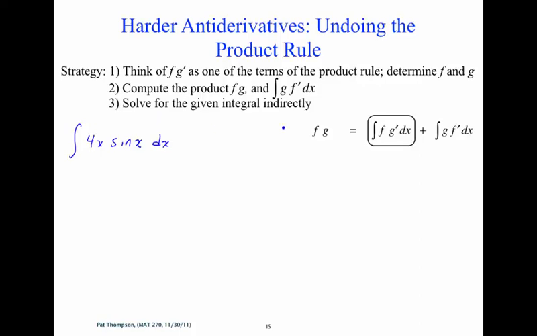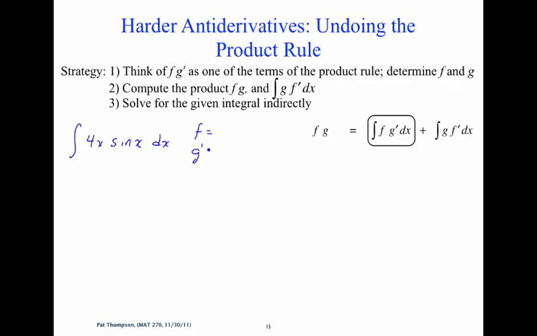We want to think of this 4x sine x as one of the resulting terms of the product rule. Okay? So we've got f g prime. We kind of have to take a stab at it and then work it out to see if we can get it. Sometimes we'll make the wrong guess at the beginning and have to start over. But if we use an educated guess, we can usually get it on the first try. Okay, so we're going to try f equals.